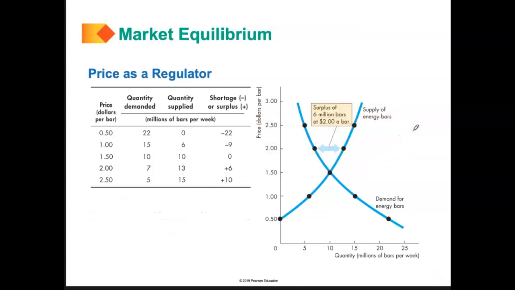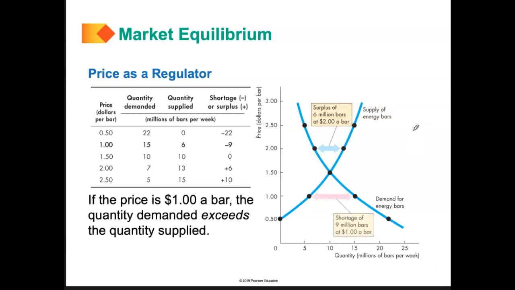Likewise, you can have a shortage in the market, okay? So let's take a look at an example. If the price of a bar is $1, you have more people willing to buy an energy bar than there are sellers willing to sell an energy bar. So quantity demanded exceeds quantity supplied. You have a shortage of 9 energy bars, so -9, that's 15 minus 6, okay? And it always happens when the price is below the equilibrium price.